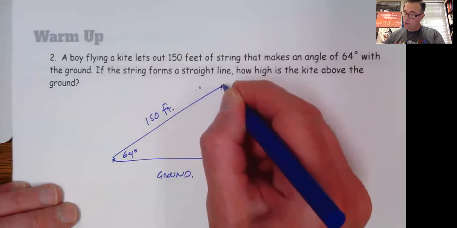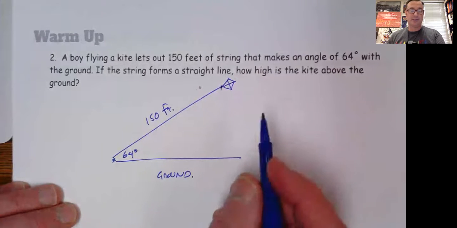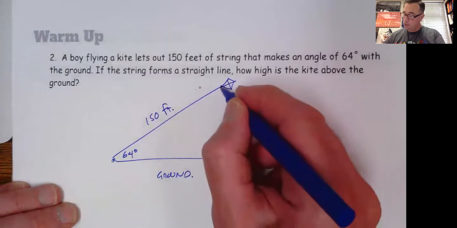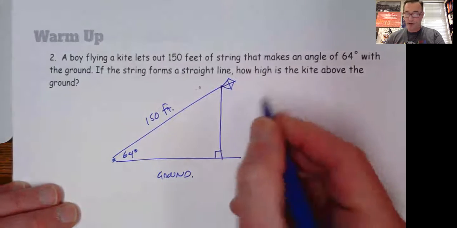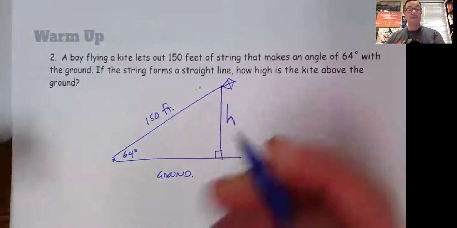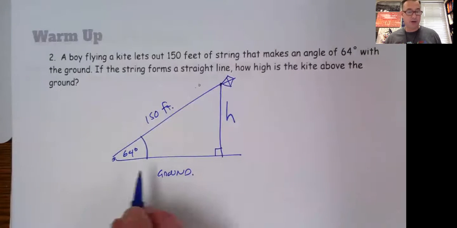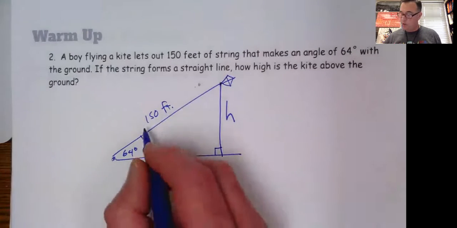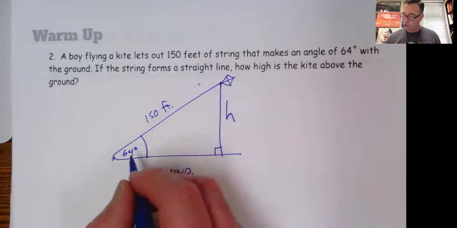So right up here, we're looking at our kite going off in the distance. You don't have to draw the kite, but this is where it's at. And we're trying to find the height above the ground. If we drop this straight down to the ground, that hits at a right angle. We are trying to find H. So you see what we're looking at here. We have an angle here that's 64 degrees with the ground. We have a right angle with the ground. This is 150.